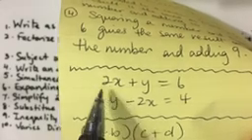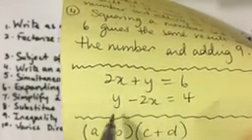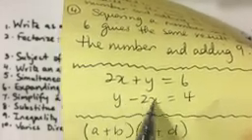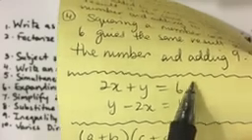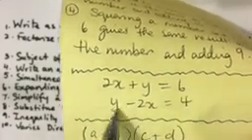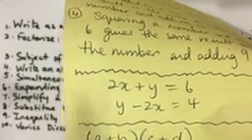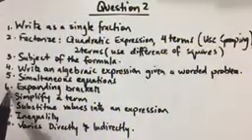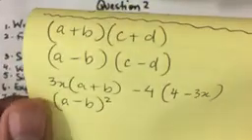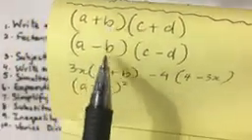Well, that's a problem that looks like this. 2x plus y is equal to 6, y minus 2x is equal to 4. So this here would be equation 1, this here would be equation 2. We solve for x and y. Next one, number 6, expanding brackets. So you will be required to expand brackets like these.